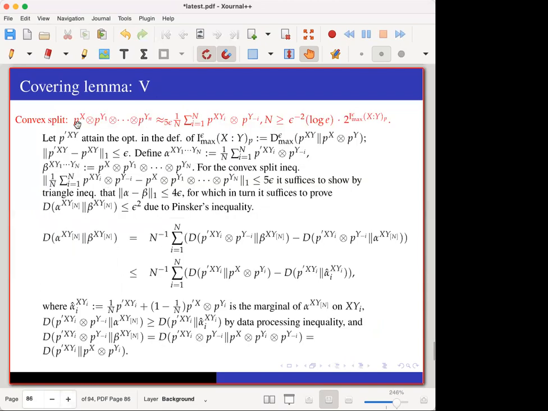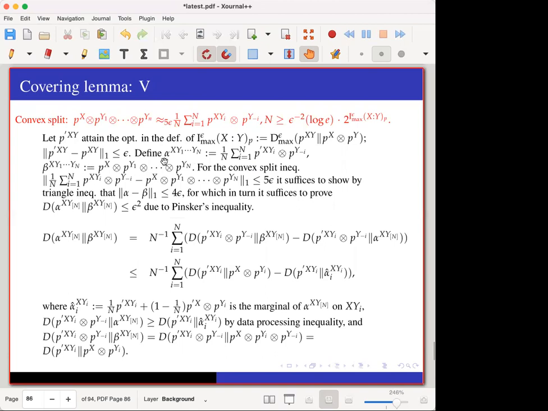Okay, so we are not going to prove the convex split lemma. So this is the statement that we want to prove. Remember, this is the smooth max mutual information. So let P prime XY attain the optimum in the definition of the smooth max mutual information, which by definition is this D epsilon max. Because of the smoothing, the P prime attains the optimum. So P prime is close to the original distribution P. It is also dominated by P pointwise, but we don't require it at the moment. So I'm just saying that this is epsilon close to P in L1.